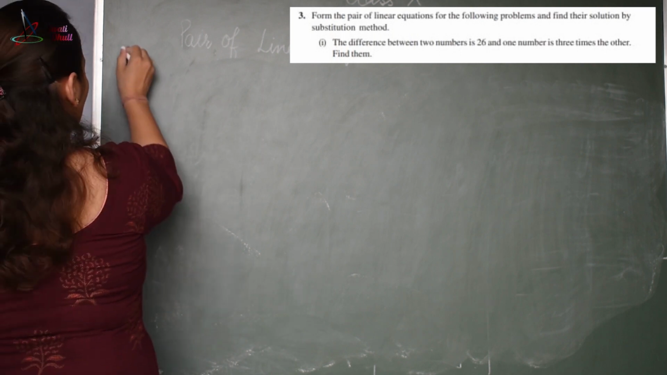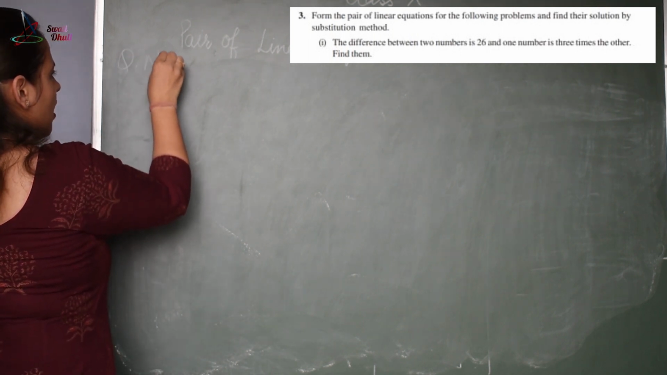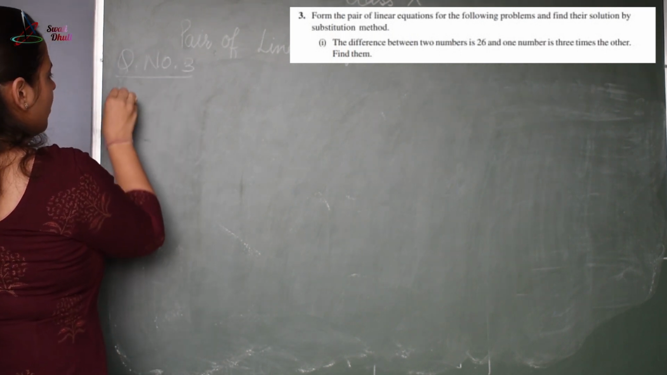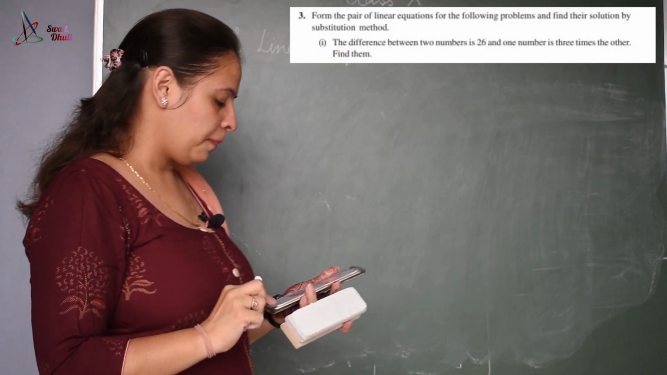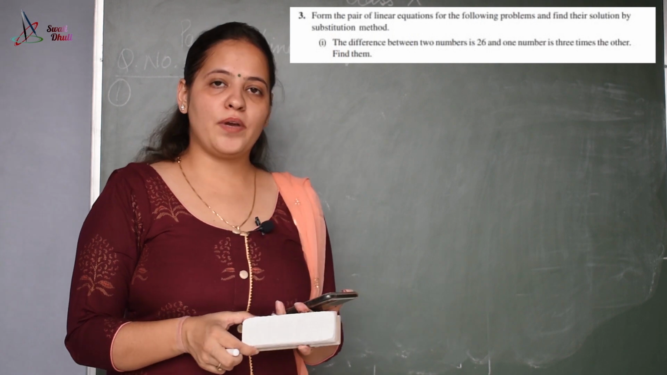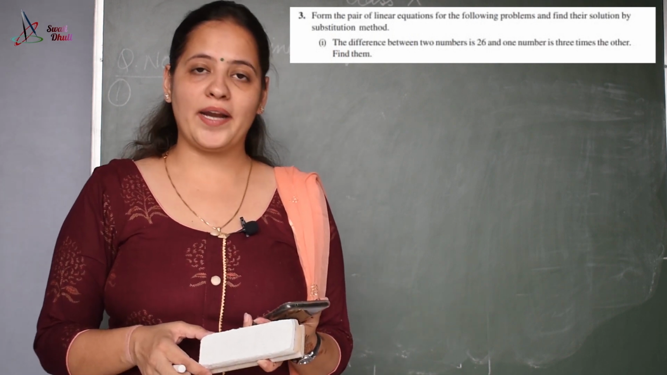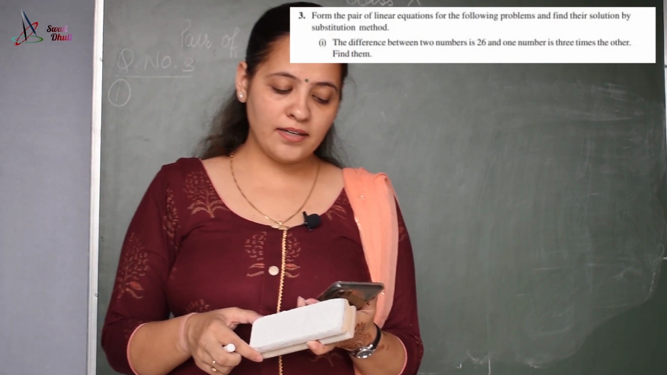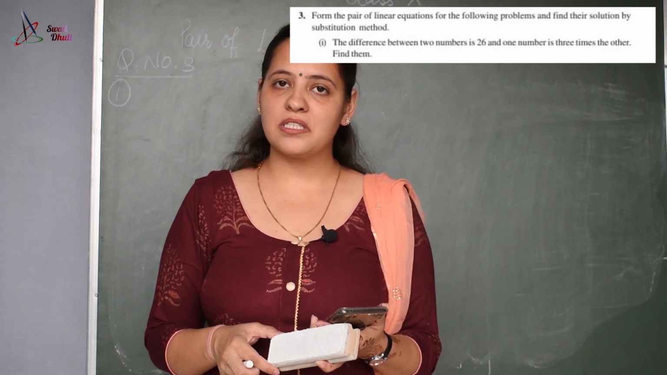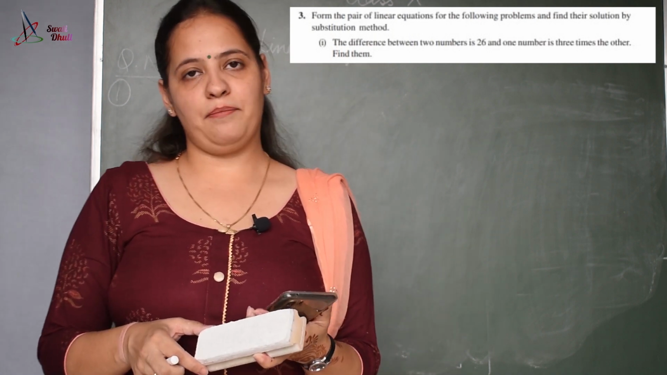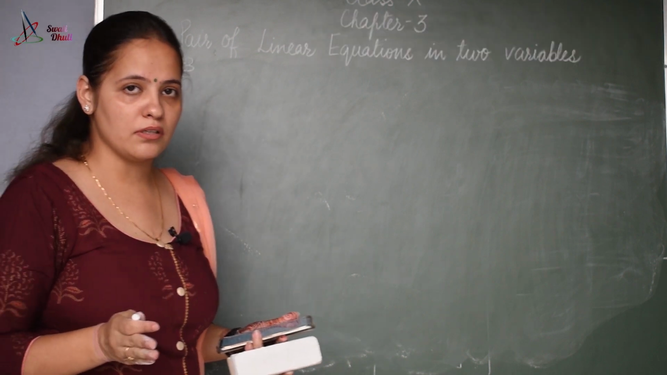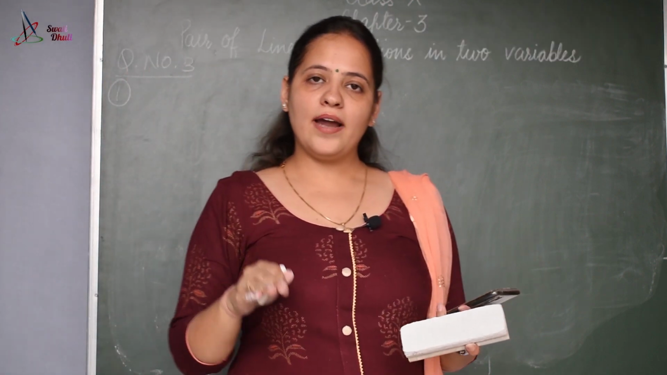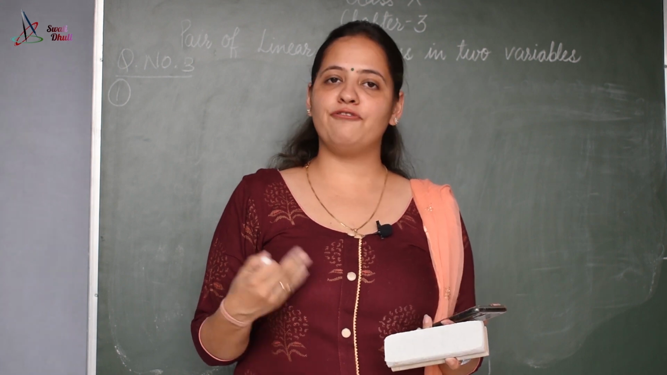Now question number 3 is first part. Now the questions are based on your word problems. See question number 1. The difference between two numbers is 26 and one number is 3 times the other, find them. Means you are given the difference between two numbers, and one number is 3 times the other, find the numbers.